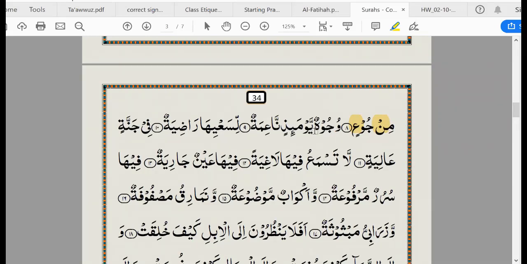Yawma'idhin. Na'ima. You have to join the two, right? So this one is ma'izin, and when you join with the next one, ma'izin na'ima, a little bit of nasal sound should be produced. Can you recite this verse again?